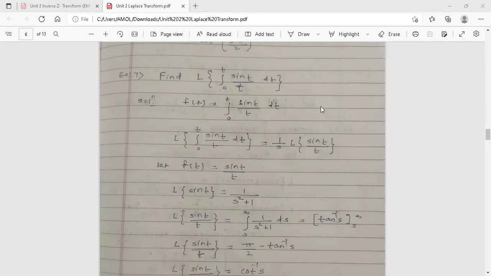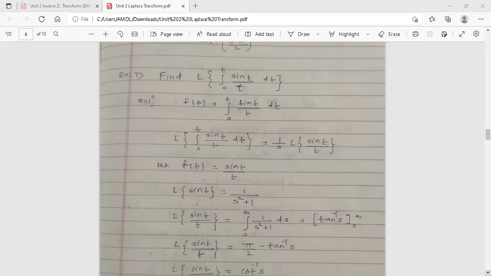See the example here. Find the Laplace transform of integration over 0 to t of sin t upon t dt. How to find this Laplace transform? First, you find the Laplace transform of sin t. Then, using the division by t property, you find the Laplace transform of sin t upon t. And then using the integral property, you find the Laplace transform of integration over 0 to t of sin t upon t dt.